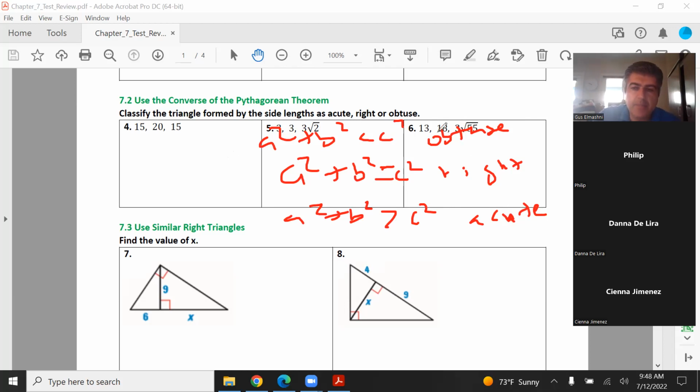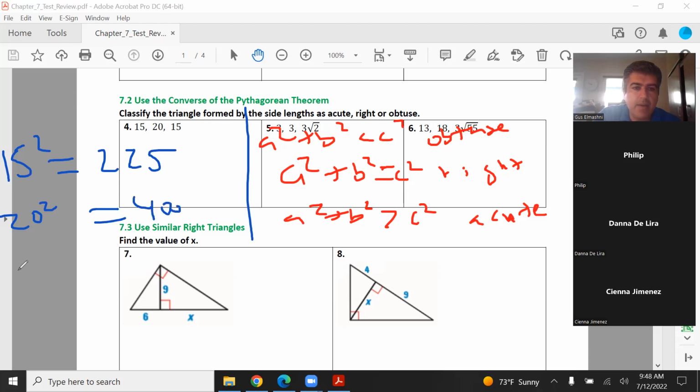For number 8, these are a little strange. A question in the chat. Question 4, sure. Yeah, question 4 we did in class, but I obviously deleted the video. So you just do the same thing, 15 squared, 20 squared. Use a calculator, you get 225 and 400. And then another 15.